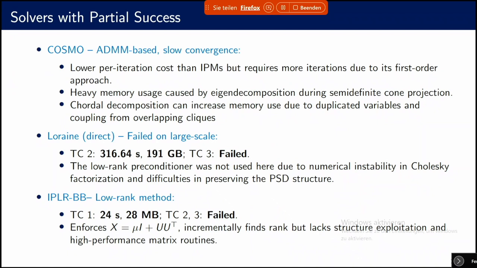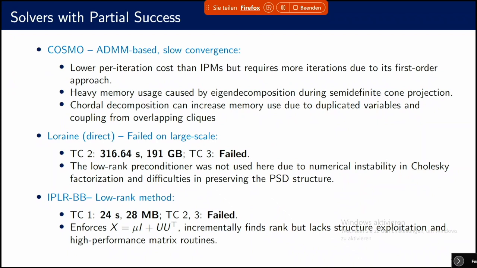For LowRankIPM, which is a low-rank interior point method, it fails for larger scales. The low-rank preconditioner here was not used because there are some difficulties in preserving the PSD structure.